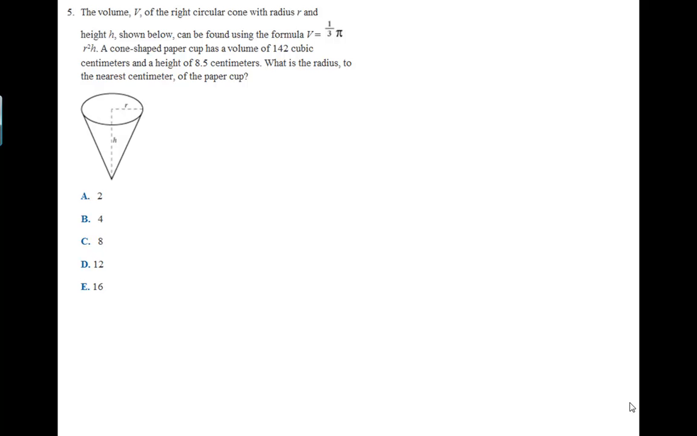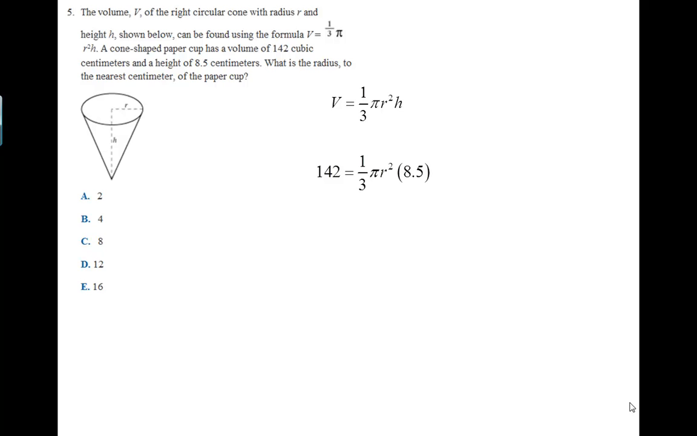Volume equals 1/3 pi r squared h. Okay, let's just rewrite that. Sometimes it's easiest for me to write it again so that I can substitute correctly. What equals what? V equals 142. H equals 8.5. I can write that. It's asking me to solve for R.